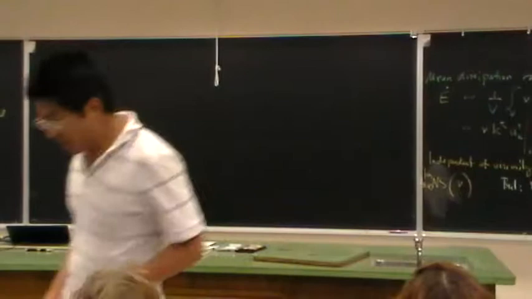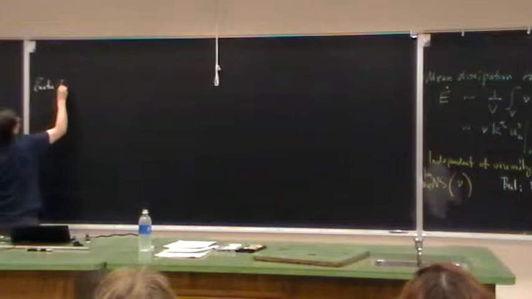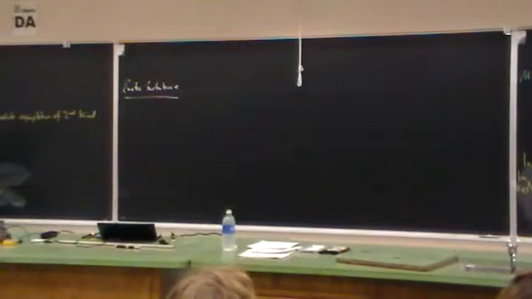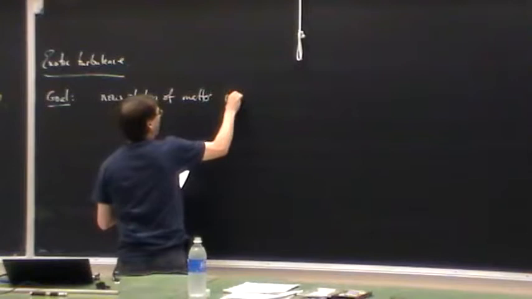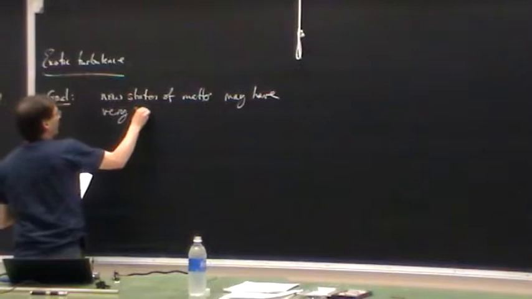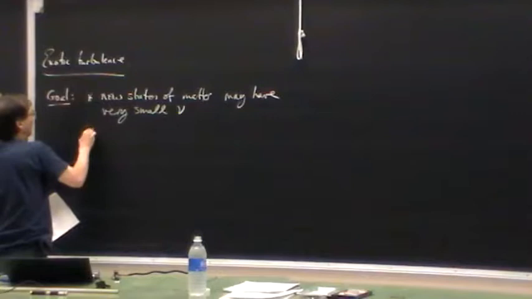Okay, so the next topic I want to discuss is what I'll call exotic turbulence. So my goal in this section is I want to argue that there are new states of matter that may have a very small viscosity, and that suggests that you might be able to achieve turbulence in a novel context.